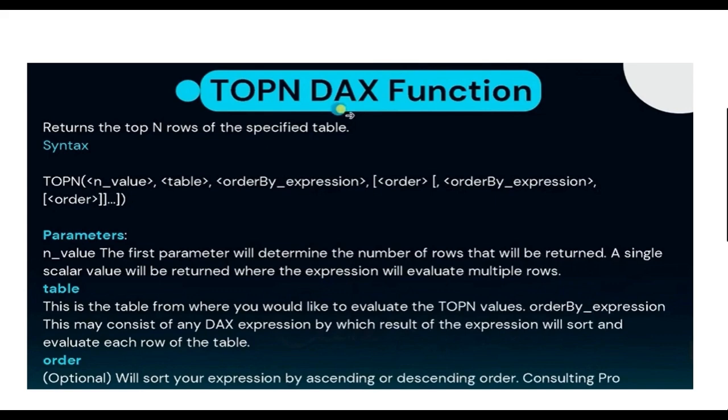A single scalar value will be returned from the expression, which will be evaluated over multiple rows. Table is the table from which you would like to evaluate the top N values. Order by expression may consist of any DAX expression, by which the result of the expression will be sorted and evaluated for each row of the table. And next one, order, is optional. It will sort an expression in ascending or descending order where you really require it.